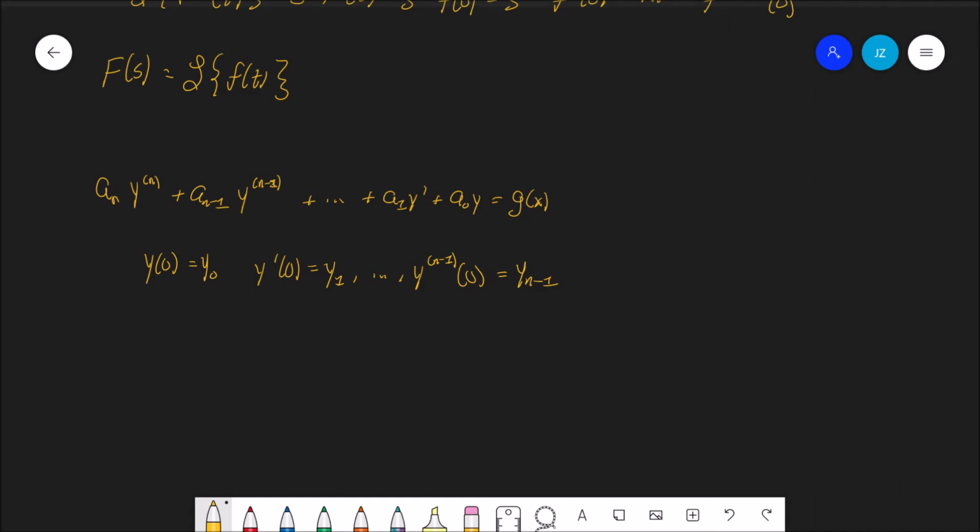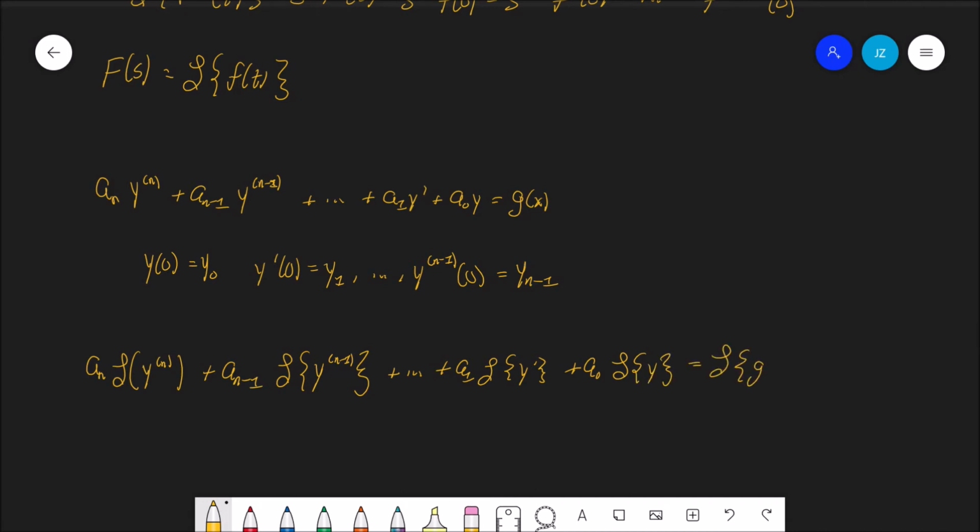We can take the Laplace transform of both sides, and using linearity, we will wind up with a sub n times the Laplace transform of the nth derivative of y, plus a sub n minus 1 times the Laplace transform of the n minus 1 derivative of y, and so on, plus a1 times the Laplace transform of y prime, plus a naught times the Laplace transform of y, is equal to the Laplace transform of g of x.